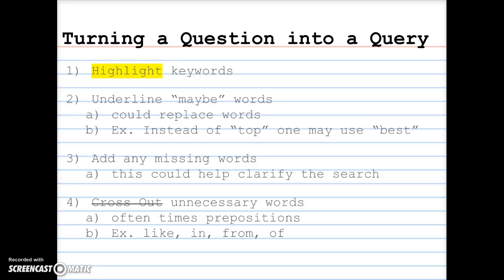Third, you're going to add any missing words. This could help to clarify the search. Fourth, you're going to cross out any unnecessary words. Often these are prepositions such as like, in, from, of, or the.